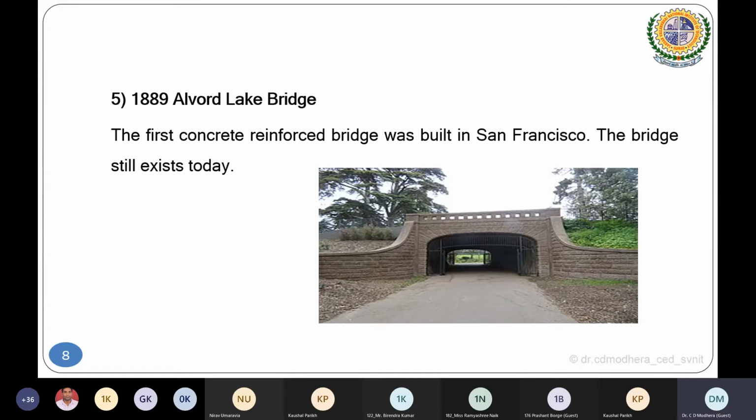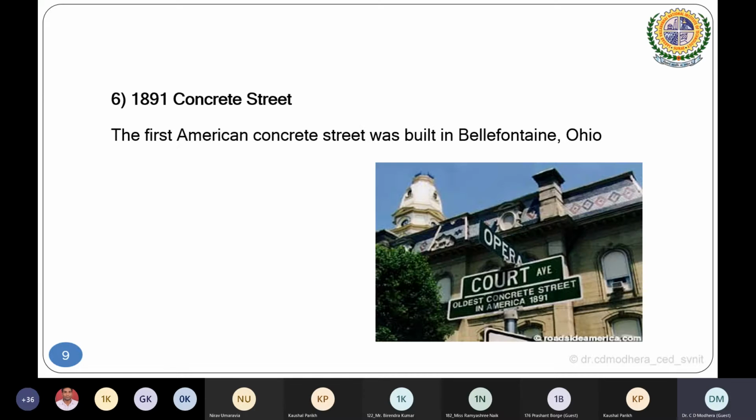1889, the Alvord Lake Bridge, a reinforced concrete bridge, was built in San Francisco. The bridge still exists today. It means that it was done in those days and is still existing. Of course, periodic maintenance is very much required, like our Golden Bridge also, but since it is maintained properly, it is existing. However, its design life is over, and still it is working well.